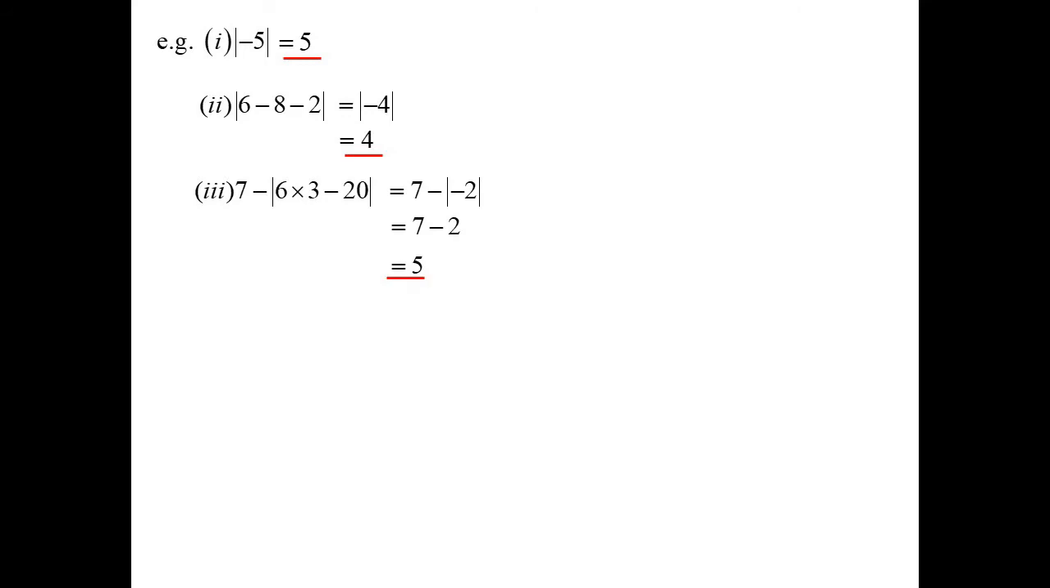The absolute value of negative 5, well, how far away is it from 0? Well, it's 5. The absolute value sign is a grouping symbol, so it's just normal order of operations. You do what's inside the grouping symbol first. So 6 minus 8 minus 2 is negative 4, so we get 4. Again, you do what's inside the absolute value symbols first. So 6 times 3 is 18, minus 20, negative 2. The absolute value of negative 2 though would be positive 2. 7 minus 2 is 5. 3 times the absolute value, so 3 times 6, 18. It's all very basic stuff.